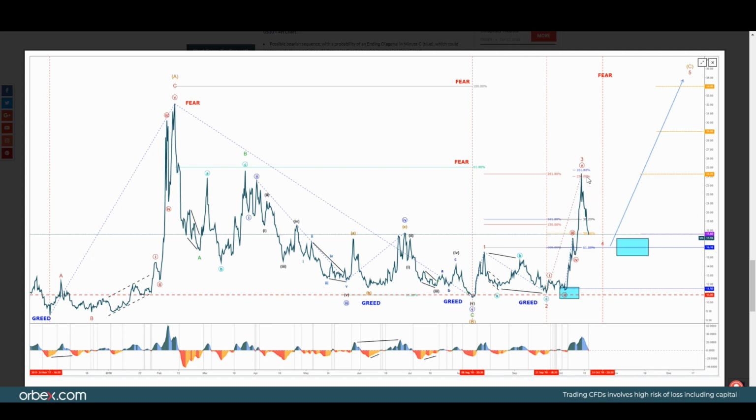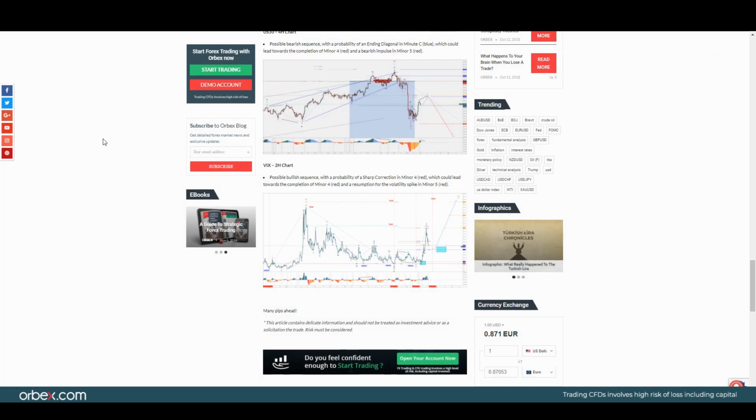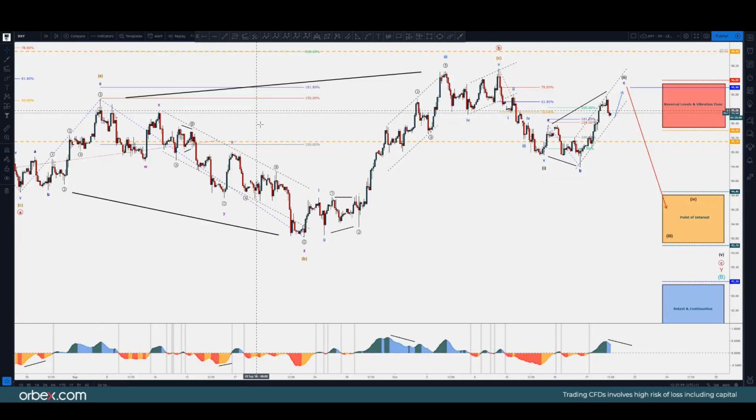Now what I believe is happening is the VIX is retracing on the downside with a sharp correction in a wave 4, because wave 2 was a complete zigzag right here. Complete correction, and this might be a sharp correction. We are hitting some levels right now, and I'm going to go on the intraday charts for that.